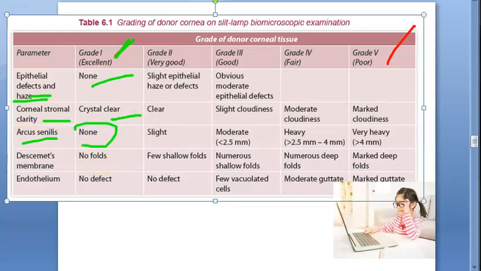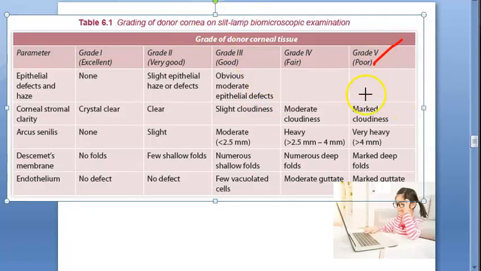What is this arcus senilis? These are the deposits that come with age. Senile, senilis. Okay, you can guess that. Then Descemet's membrane has no folds. Wow, the Descemet's membrane has no folds and the endothelium has no defect. Wow, okay. So that is grade 1, excellent. Let us look at grade 5, which is poor. So that will give us in between everything, whatever can be there.